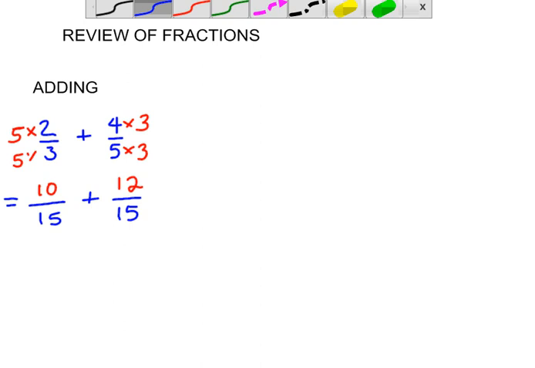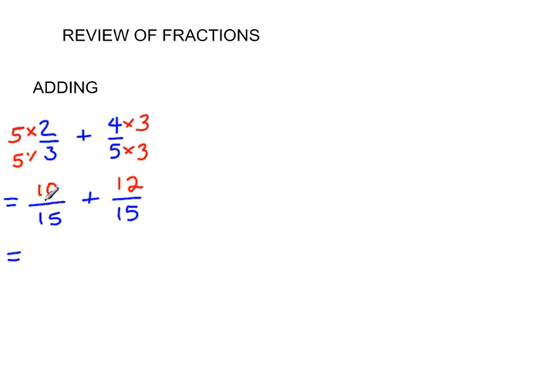And so now all we need to do is add the two numerators together. So 10 plus 12 is 22/15. And you always want to simplify your answers, but you can leave them as improper fractions. So this answer would actually be my final answer because there is no number that goes into both 15 and 22, and I can leave it as an improper fraction.